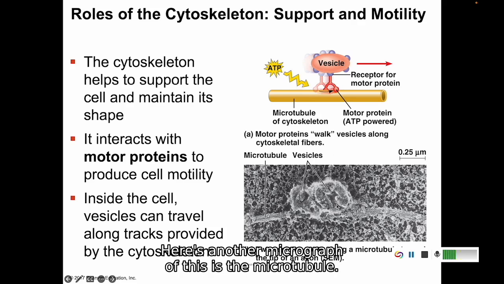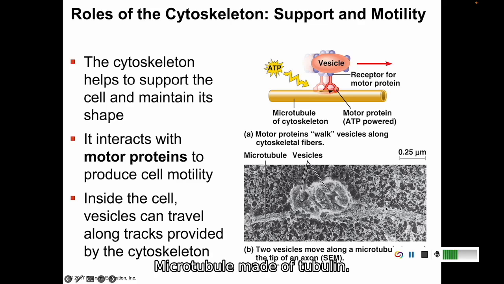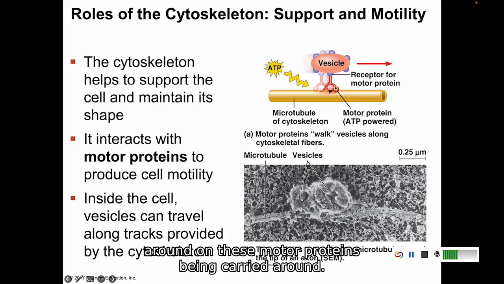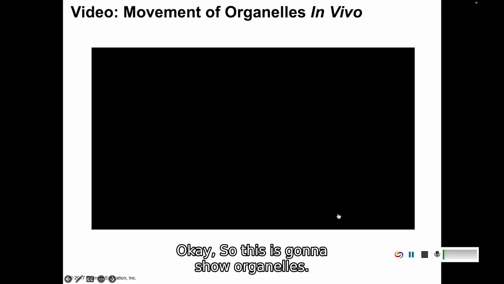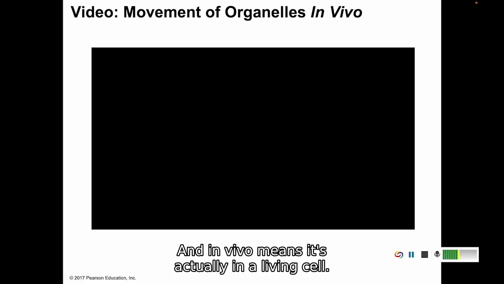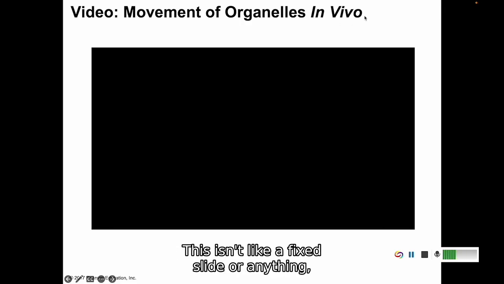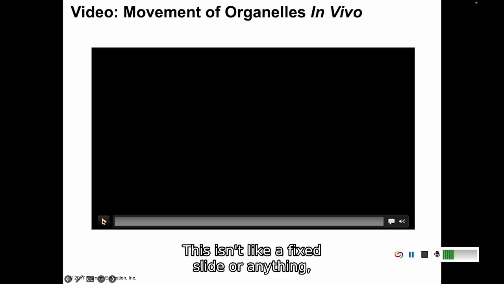Here's another micrograph. This is the microtubule made of tubulin, and then these are the vesicles wandering around on these motor proteins, being carried around. Okay, this one's going to show organelles, and in vivo means it's actually in a living cell. This isn't a fixed slide or anything.